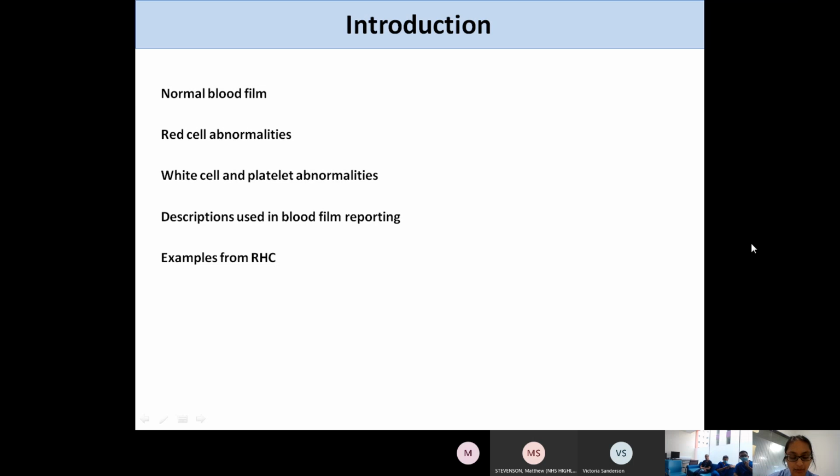So just to take you through what I'll talk about. I'll show you a normal blood film and the kind of things that we look at, and then we'll go over some examples of red cell abnormalities, some white cell and platelet abnormalities, and I'm hoping that by the end of the session, you'll get an idea of the kind of things that we look for in a blood film, and you'll be able to picture some of the descriptions that we use when we issue our blood film reports.